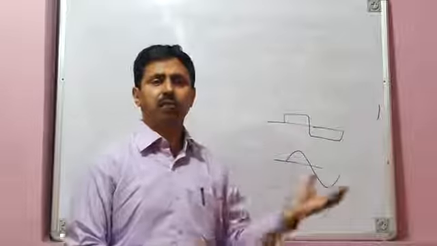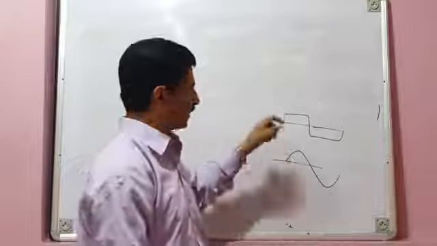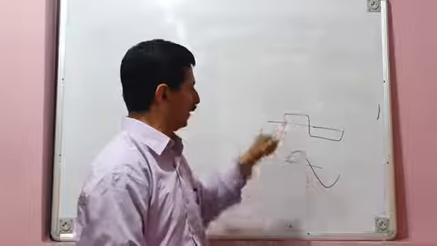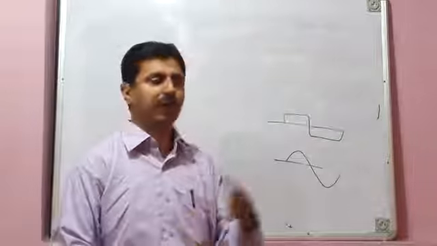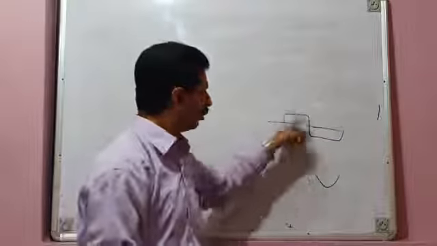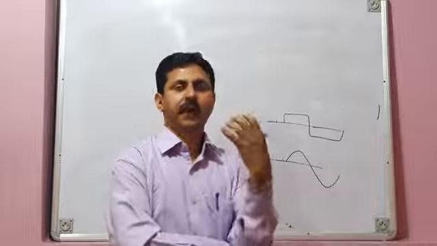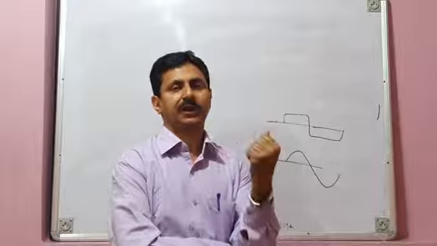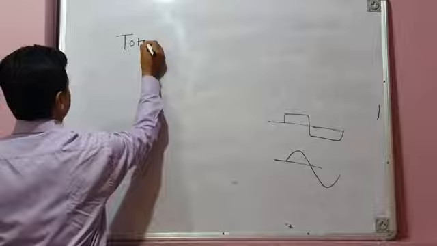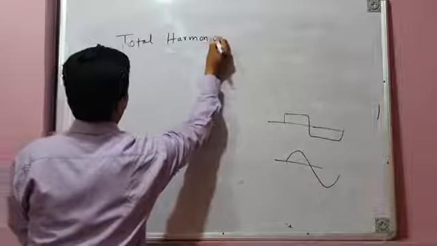So what is the level of pollution? This current drawn by your converter from the source is highly polluted. How do you measure the level of pollution? That's called harmonic pollution. Like you have air pollution and water pollution, in the current drawn by the converter you have harmonic pollution. The parameter which determines the level of harmonic pollution in the current drawn by the converter is called total harmonic distortion.